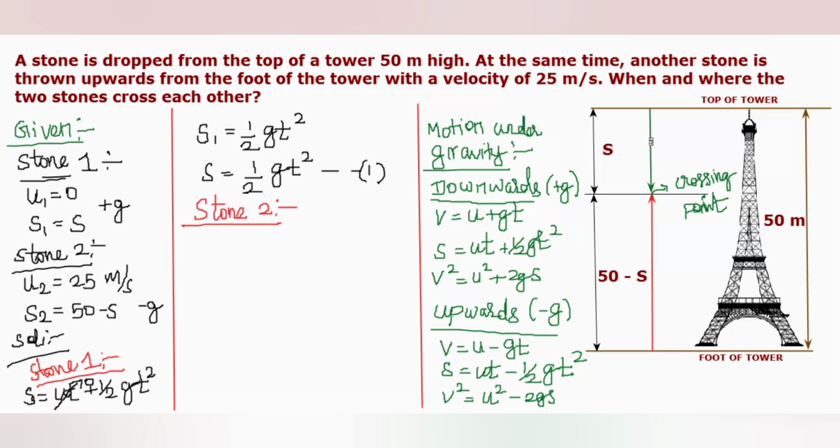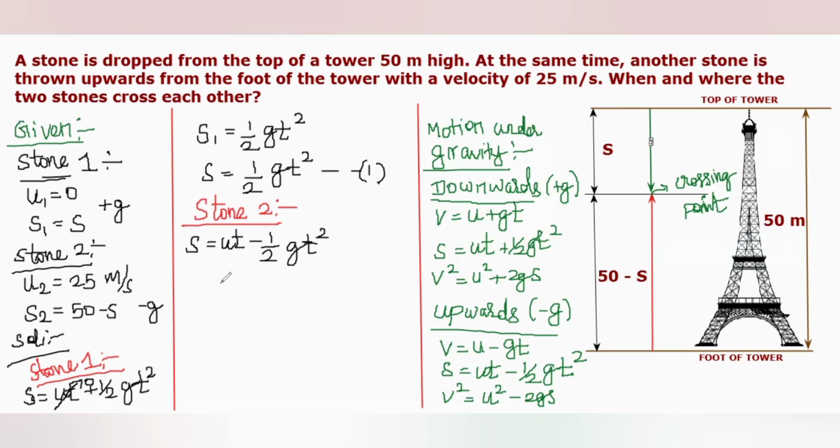Okay, the same equation I'm going to write: S = ut - 1/2 gt², when the object is thrown upwards with an initial velocity of 25 meters per second.